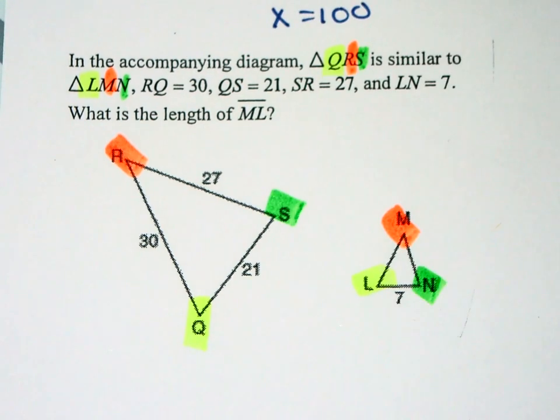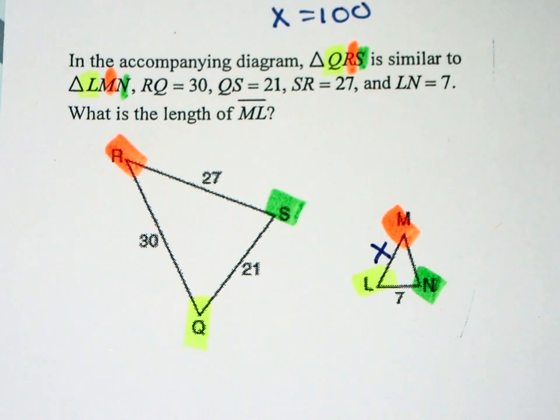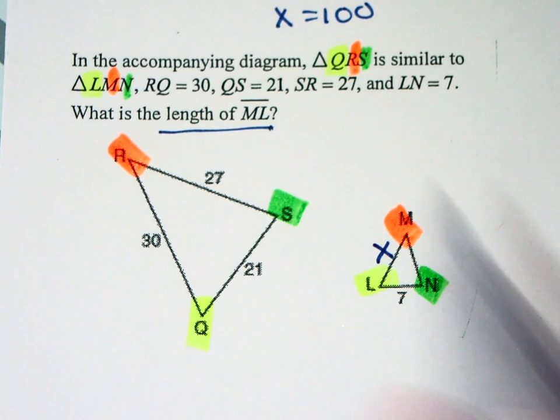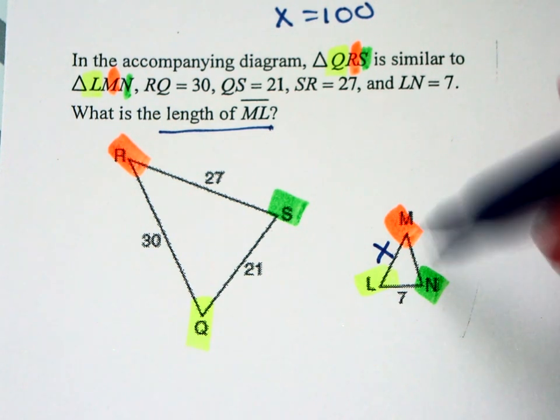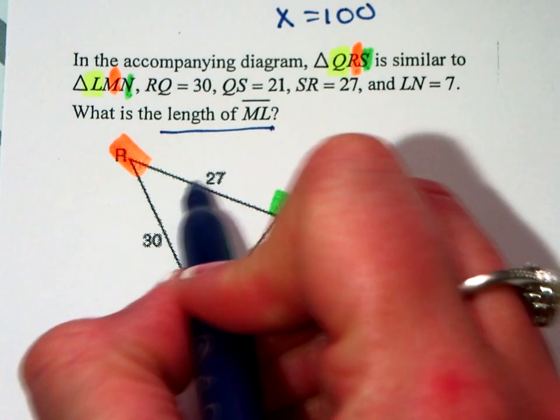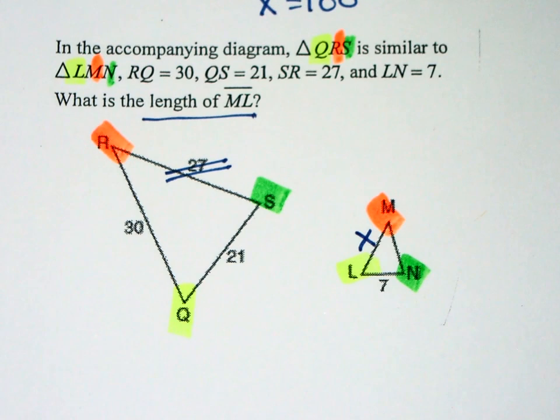Now, in order to find what length I'm solving for, it says solve for the measure of ML. I'm going to go ahead and put an X here. I don't know what it is, and it's asking me to solve for it. There is a lot of info on this picture, but one of these sides I don't need. Now that I've matched my angles, I can see that from orange to green, there's nothing here. So on this problem from orange to green, I'm not going to use 27. It's just there to throw me off.